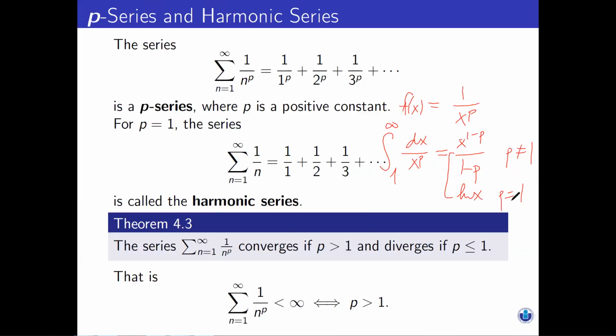And now you see that if p equals 1, for example, then you evaluate log x from 1 to infinity, and you get infinity. When p is bigger than 1, then when you evaluate this from 1 to infinity, since p is bigger than 1, this power is negative. So at infinity, this is 0. So you only pick up the value at 1, so it gives you 1 over p minus 1.